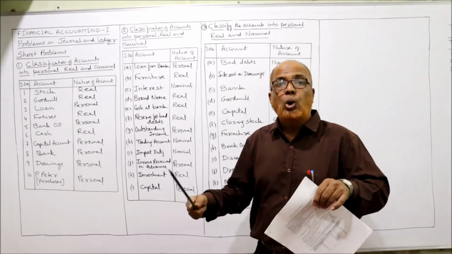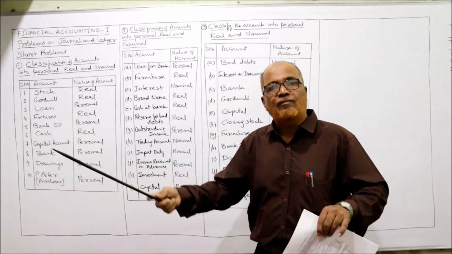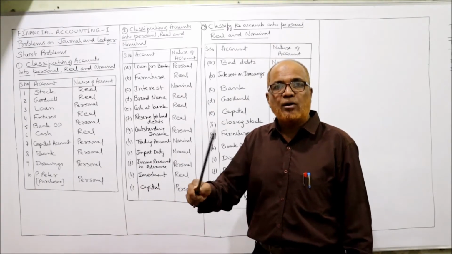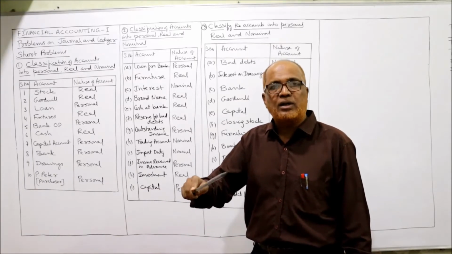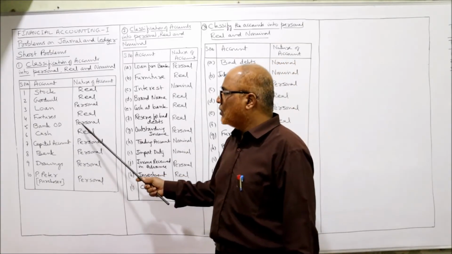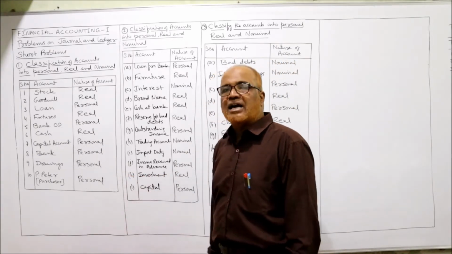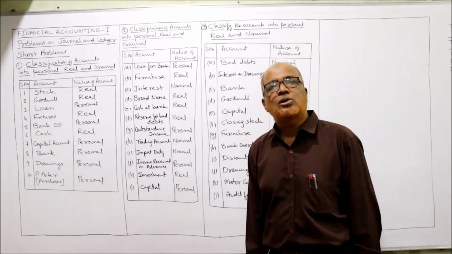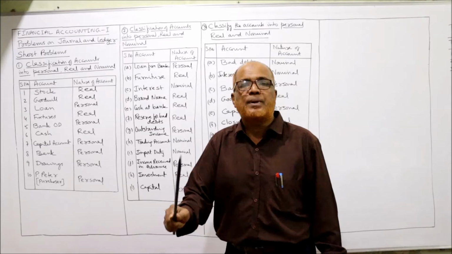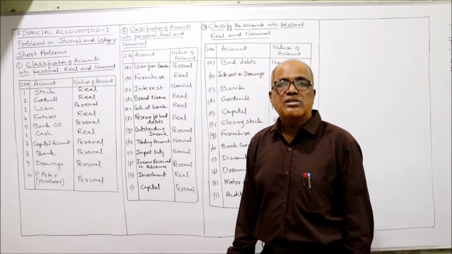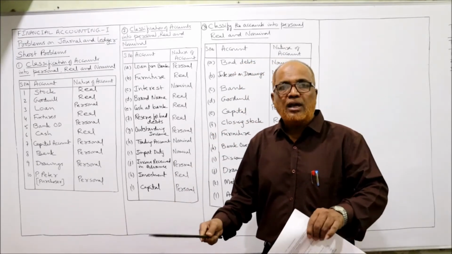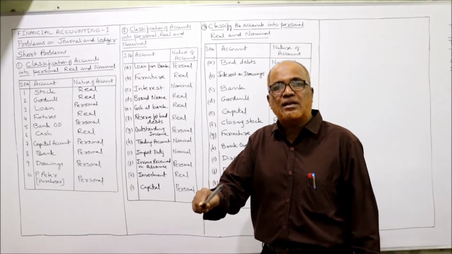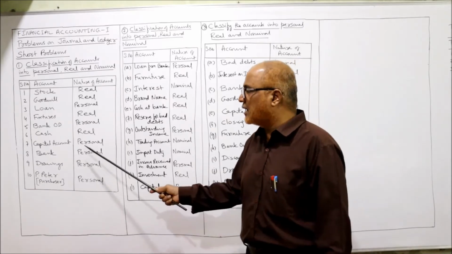Bank overdraft. Bank overdraft is a temporary loan taken from the bank. So it's a representative personal account because bank overdraft is a loan taken from the bank. So personal account. Cash is an asset. So real account. Capital account is also a personal account because capital is representing the person. Who is the person? The owner. The owner investing the money in the business is called capital. The capital is representing the owner. So it's a personal account.